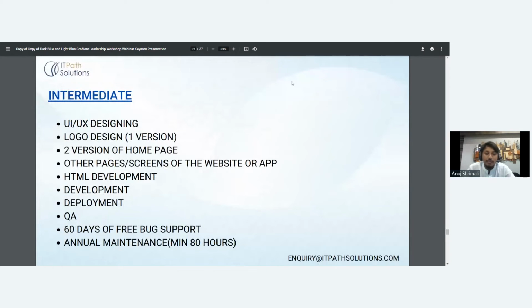Let's see our intermediate plan, which again includes the UI designing, but additionally we are adding the logo design as well. We provide one version of the logo. After that, we provide two versions of the homepage instead of one. The rest will be the same till the QA side. Here, additionally, we are giving another 30 days of free bug support, so that includes 60 days of free bug support. And here we are giving a minimum of 80 hours of annual maintenance.